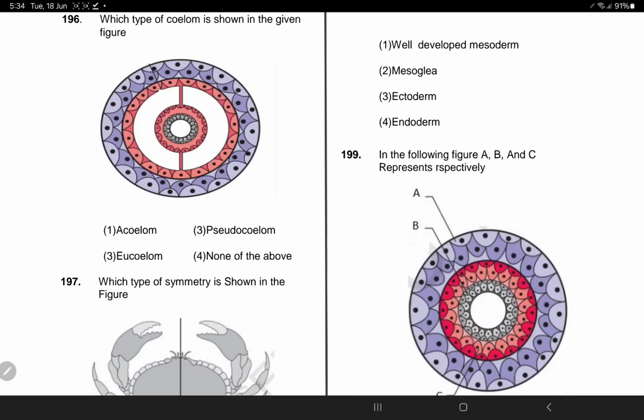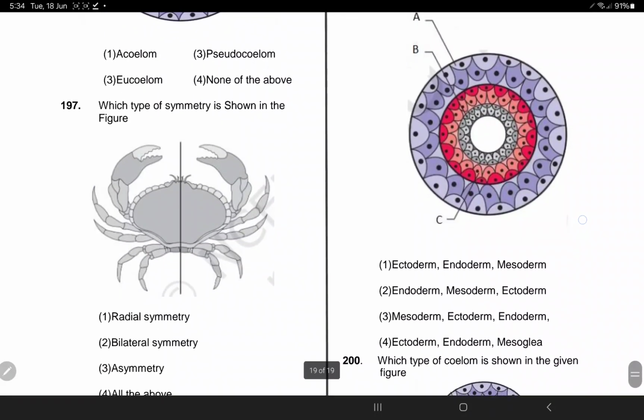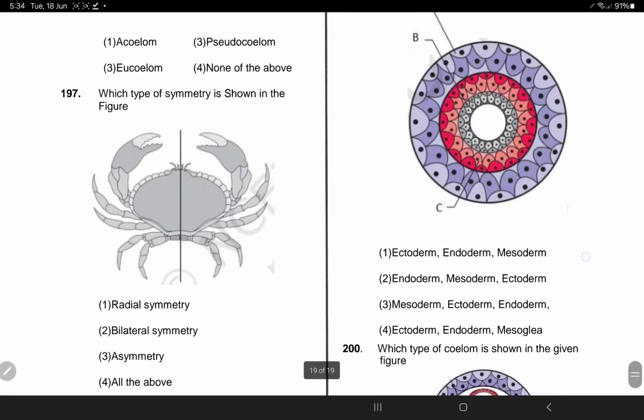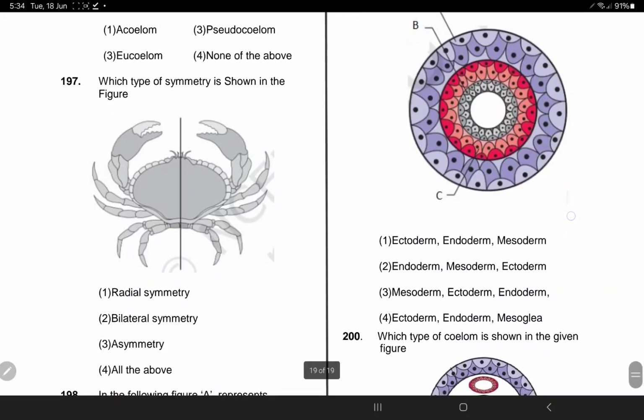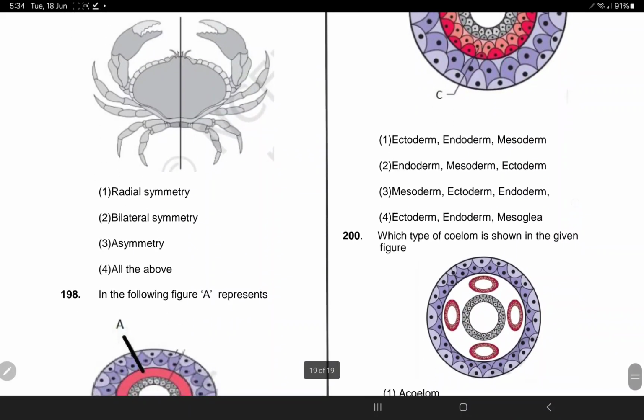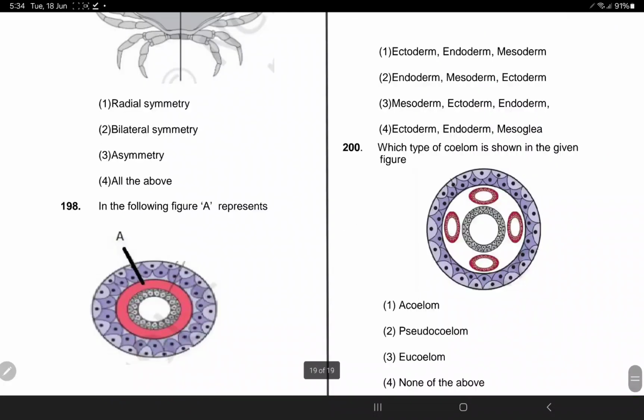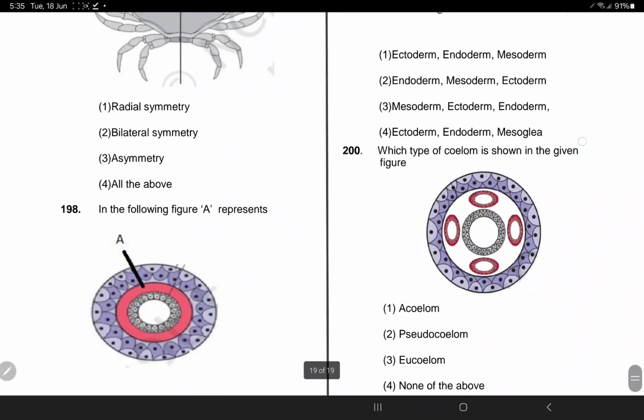What are A, B, C represented as? Ectoderm, endoderm, mesoderm. Option 1 is correct. Which type of coelom is shown in this picture? Pseudocoelom. Option 2 is correct. So these are the questions regarding the zoology part.